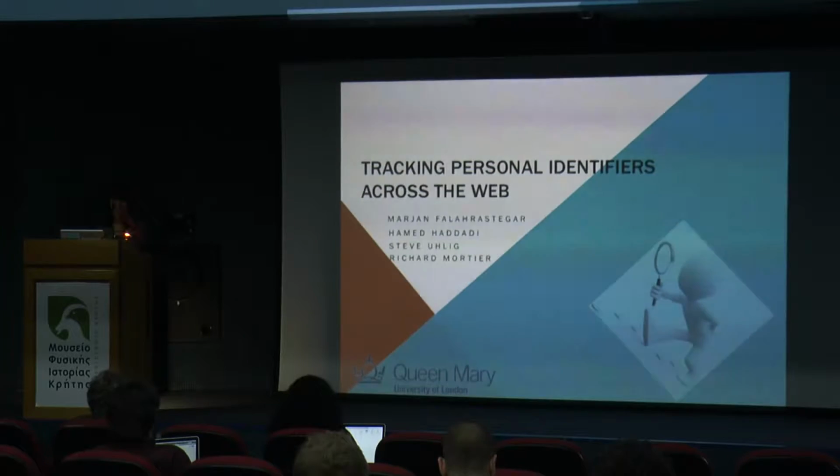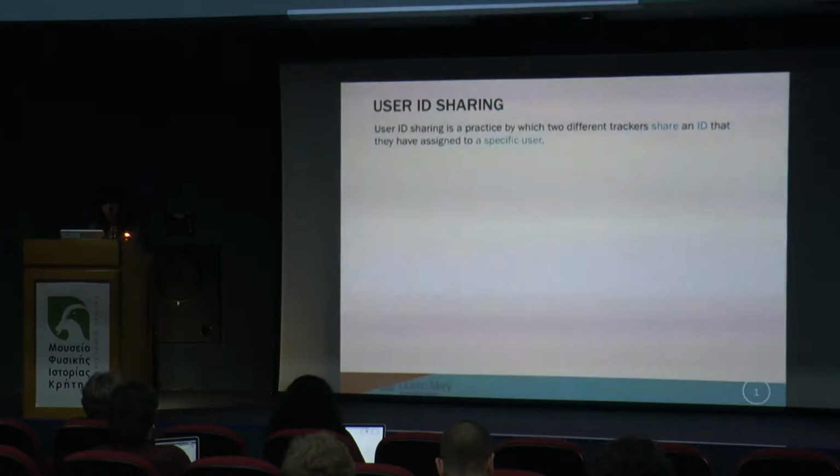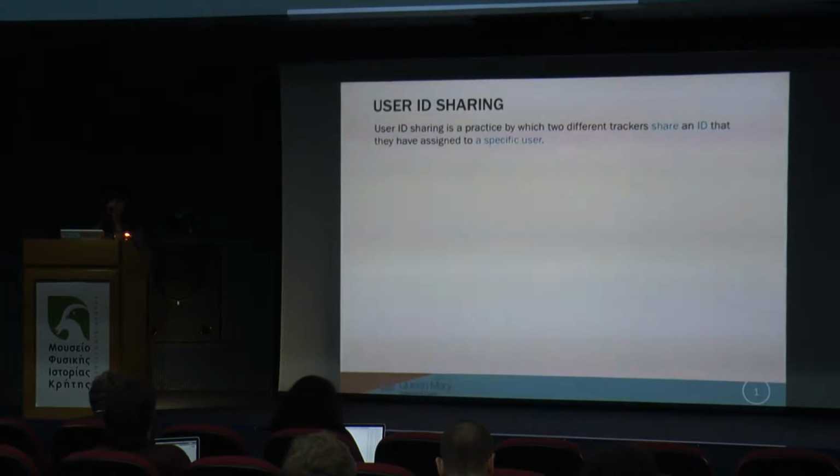Hello everyone. Online tracking has become the de facto practice of the web. Trackers are able to follow users across the internet by assigning user-specific identifiers to them. One of the phenomena stemming from this practice is ID sharing. User ID sharing happens when multiple domains share a specific identifier that they have assigned to a particular user.